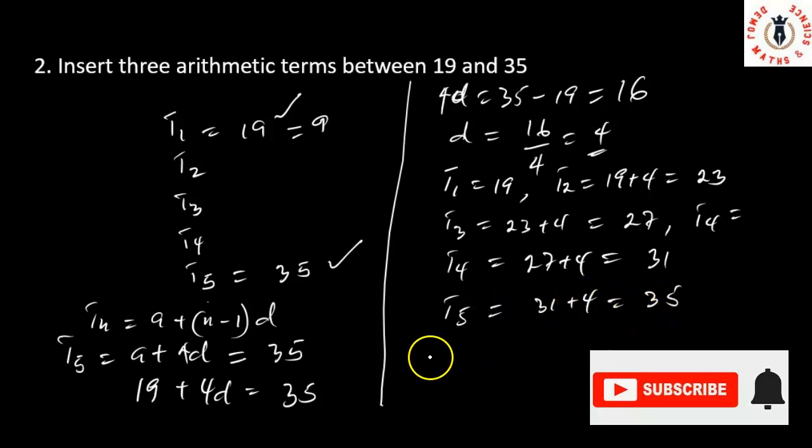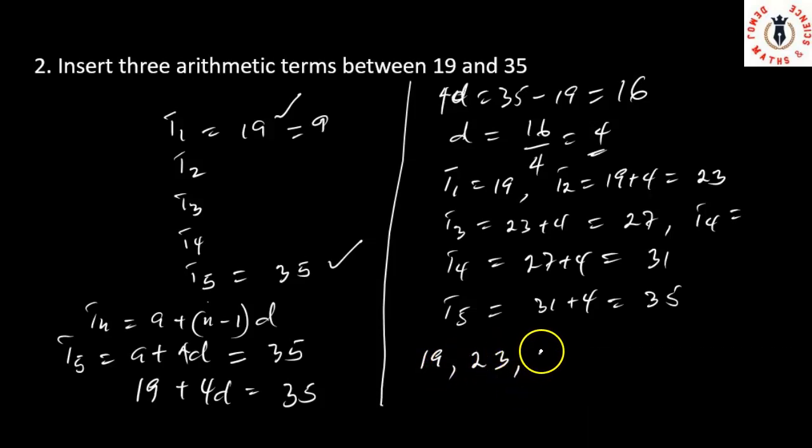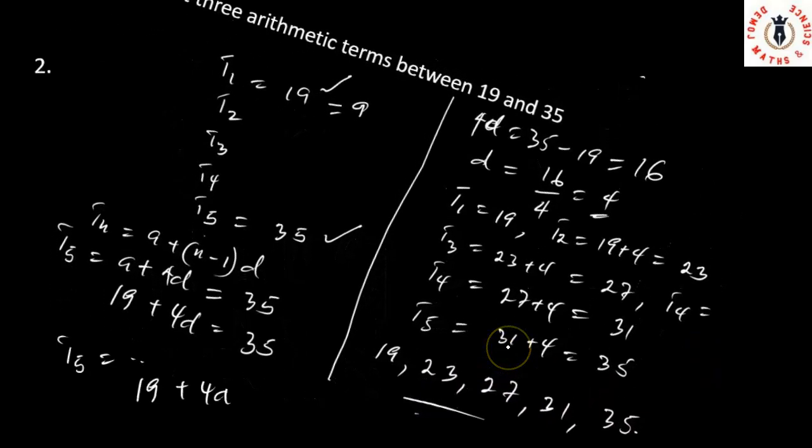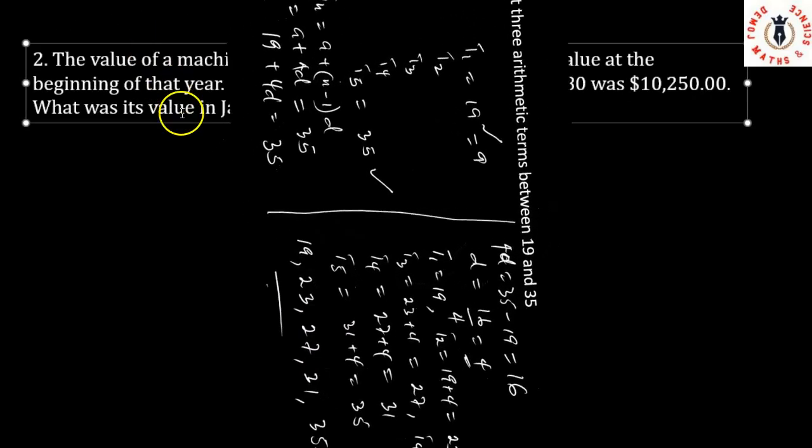So I can write my arithmetic sequence to take the form of 19, 23, 27, 31, and 35. Now let's see our third question.